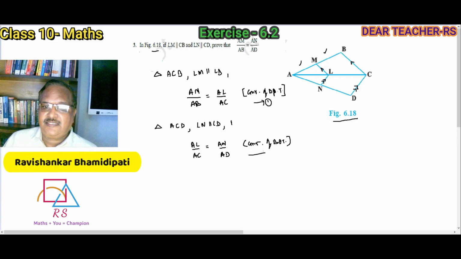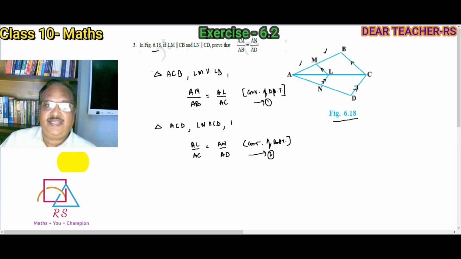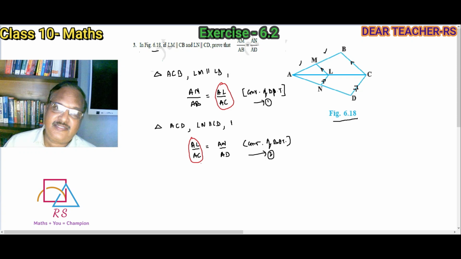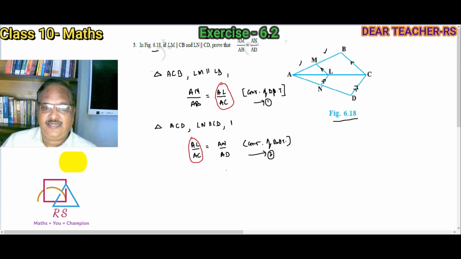So now this is the second equation. In both the equations, the right hand side of 1 is equal to the left hand side of 2. So therefore, both other sides are equal. That implies AM by AB is equal to AN by AD. This is what we have to prove.